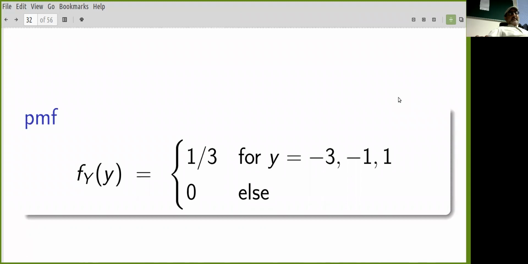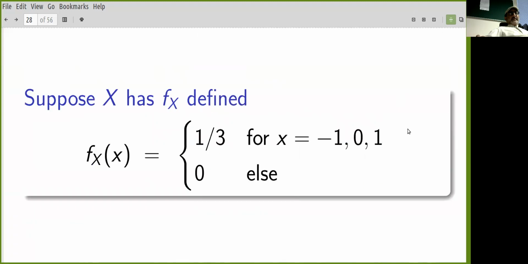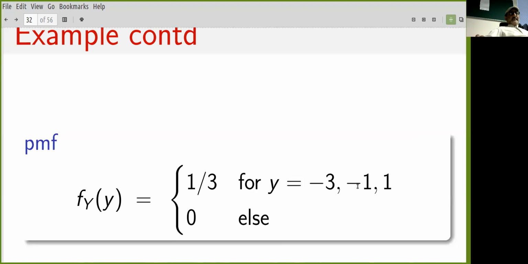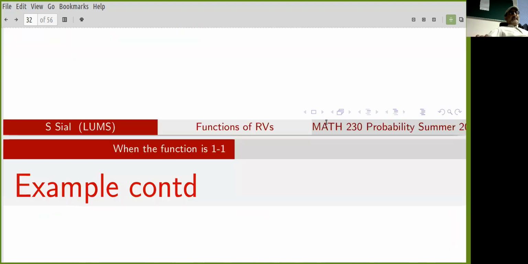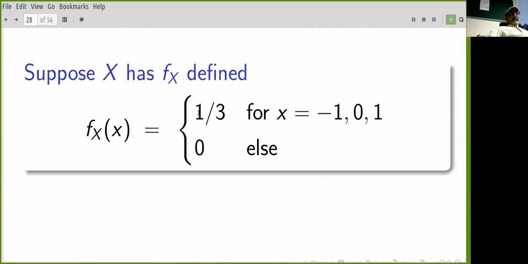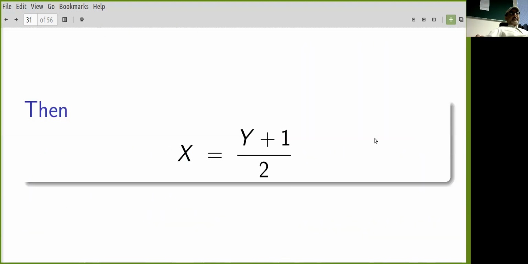Then what are the allowed values of y? Well, if the allowed values of x are -1, 0, and 1, then the values that y takes are -3, -1, and 1. So the corresponding value of y occurs with probability 1/3 and 0 otherwise.